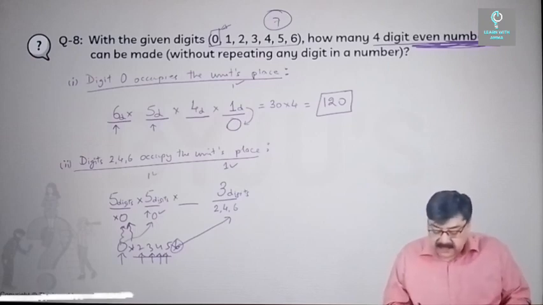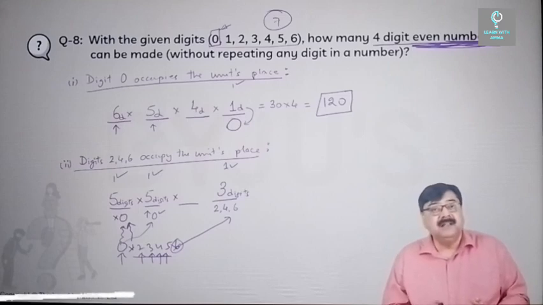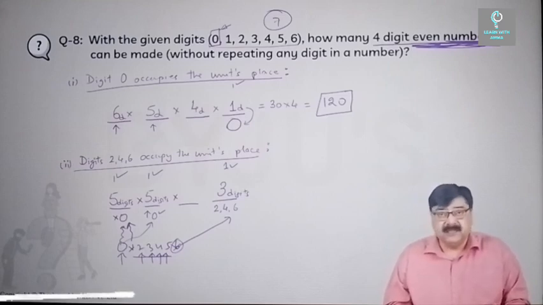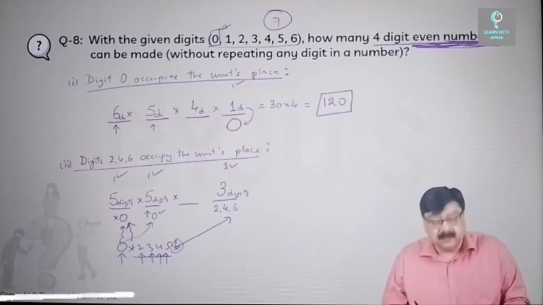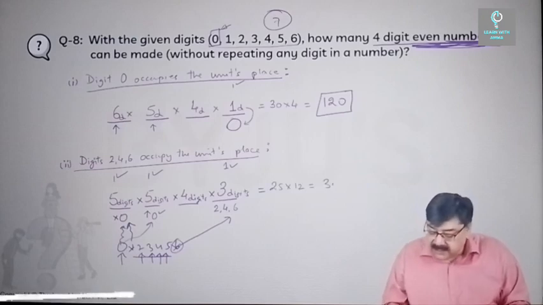Now another 1 will get utilized here. 1 has been utilized here. 3 digits have already occupied the 4 spaces. Now the leftover space, that is the tens place, we have 4 options. So what we get here is 25 into 12. Once again, that is 300.